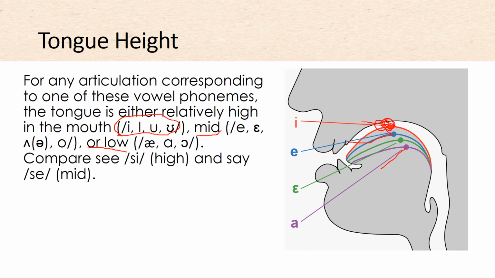Now let us try to observe the position of our tongue when we say these two words. Starting off with the word see. See. So our tongue is in high part or in a high position. See. Now when we say say, okay, our tongue is in the mid part. Say. Okay, it's getting lower. Okay, so that is the tongue height.